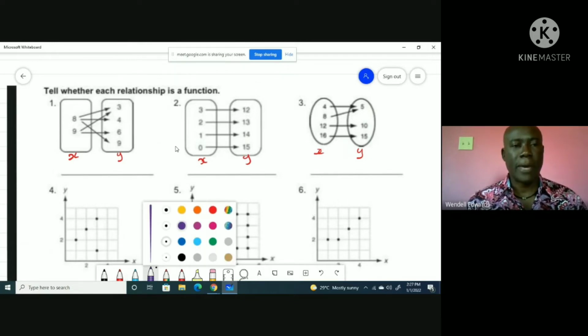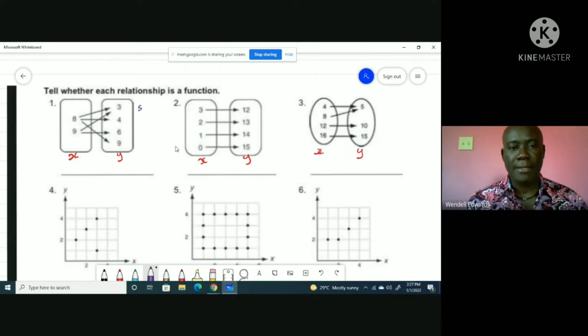Look at this. Look at number 8. If you look, the 8 is pointing towards 3. So in other words, then we have 8 with a 3. And if you look again, we have 8 going to 4, right? And if you look again, we have 8 going to 9.